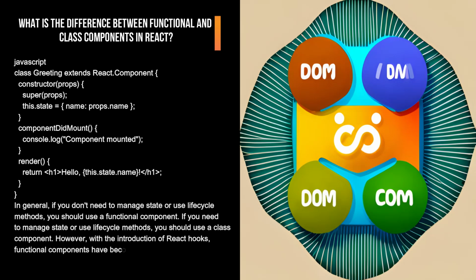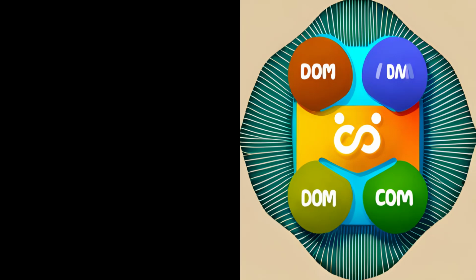In general, if you don't need to manage state or use lifecycle methods, you should use a functional component. If you need to manage state or use lifecycle methods, you should use a class component. However, with the introduction of React hooks, functional components have become more powerful and can now handle state and lifecycle methods.